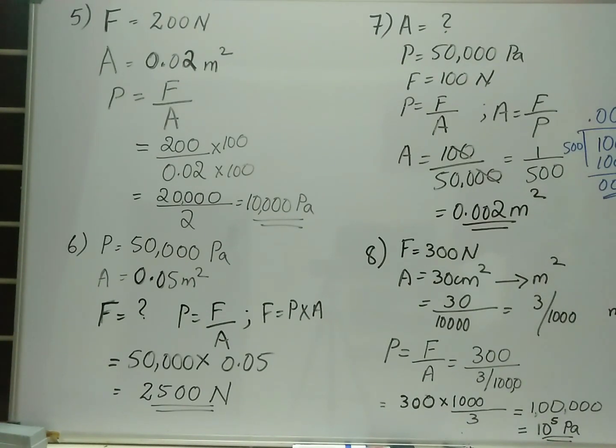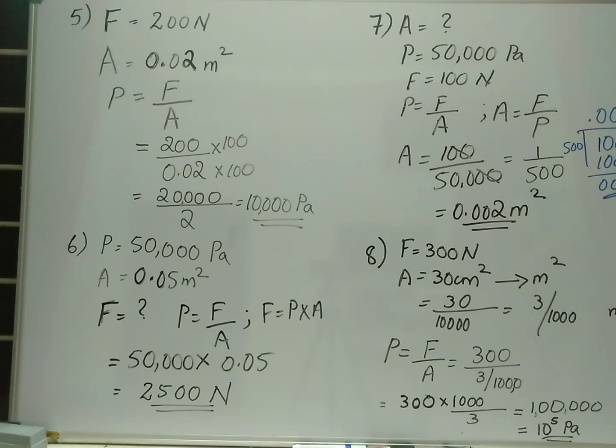So we got the answer: 0.002 meter square. This can be written either as 0.002 meter square, or, as in your textbook, 2 into 10 raised to minus 3. They are writing it in different ways, but better go for this. Always the final answer should be in decimal. So 0.002 meter square.